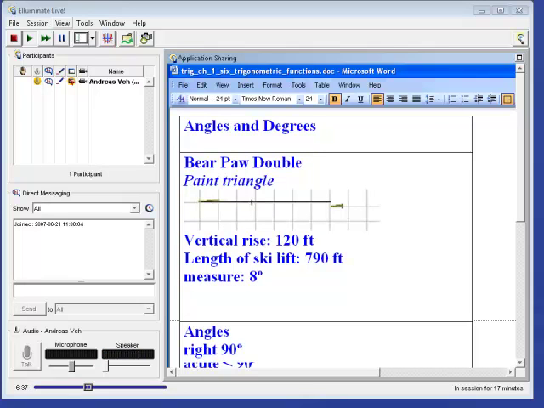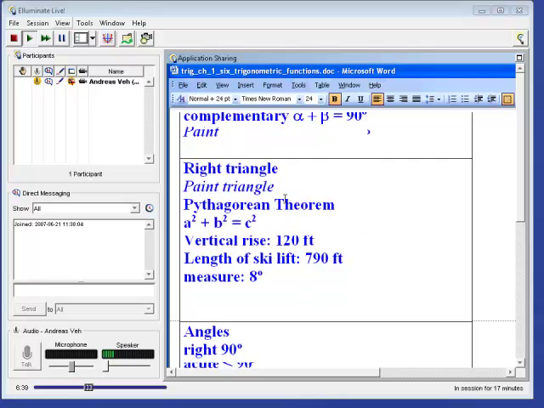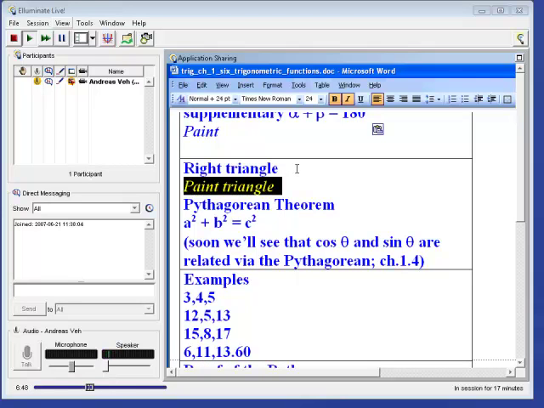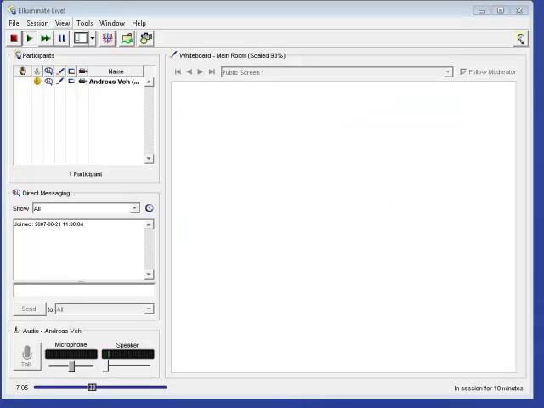Right triangle. You're familiar with those, I'm sure, that in a right triangle the Pythagorean theorem applies: a squared plus b squared equals c squared, and I'll show that in just a moment, again using Paint. And soon we'll see that cosine and sine are actually related by the Pythagorean theorem, and that'll be in a few sections down the line. Let's go over to Paint, and we'll get a Pythagorean triangle.